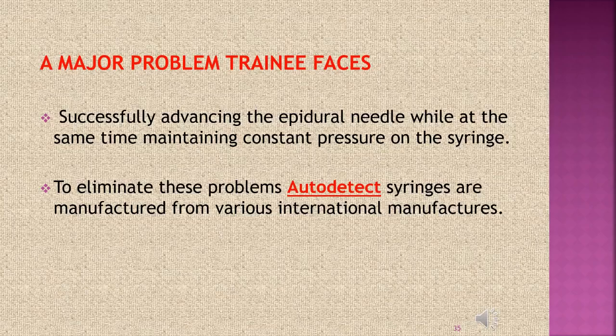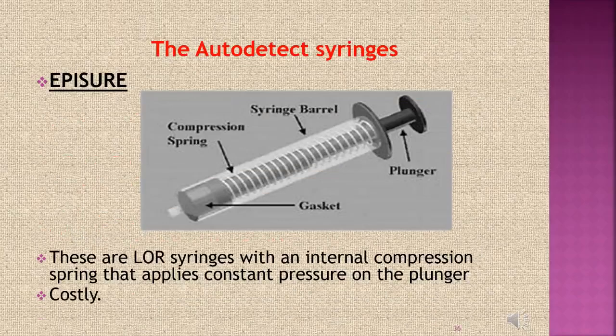To eliminate these problems, autodidact syringes are manufactured by various international manufacturers. Various autodidact syringes are available in the market. Out of that, the Epidural syringe is available. These are LOR syringes with an internal compression spring that applies constant pressure on the plunger, but it is found to be very costly.